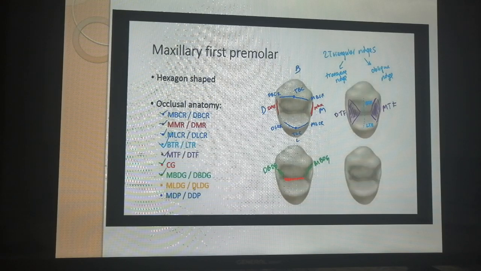mesiobuccal developmental groove and distobuccal developmental groove, mesiolingual developmental groove, distolingual developmental groove, mesiodistal pit, distal pit, here we have.